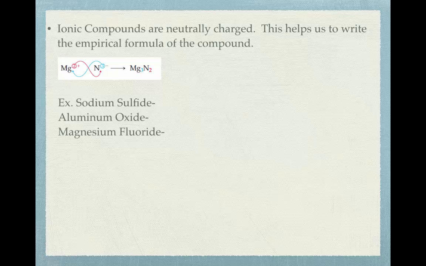So what I want you to do right now is, there are 3 problems for you to do. I'm going to work on the first one with you, sodium sulfide. And then you're going to write the formula for aluminum oxide and for magnesium fluoride.